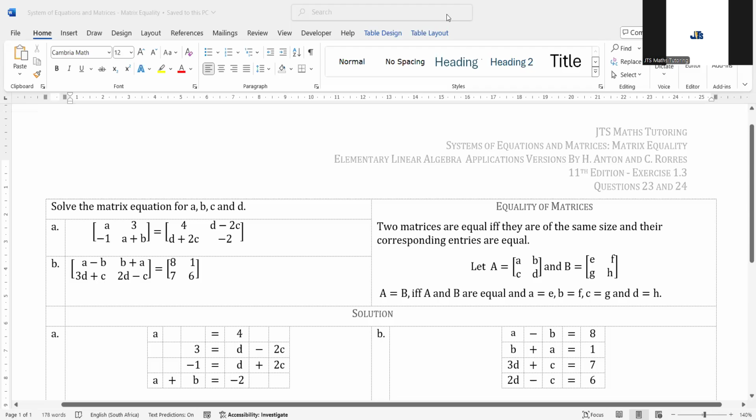Today, we are going to be looking at a matrix equality. That is, we just want to find out if two given matrices are equal to each other.